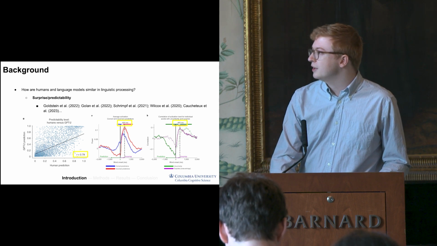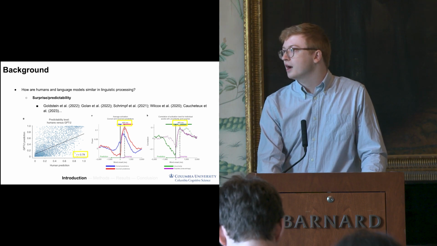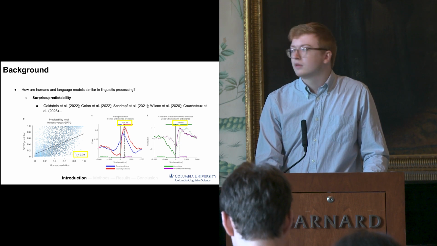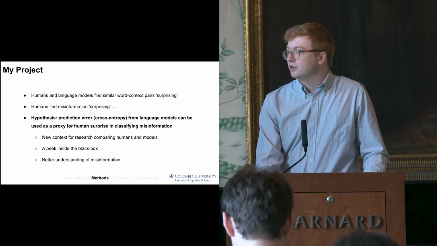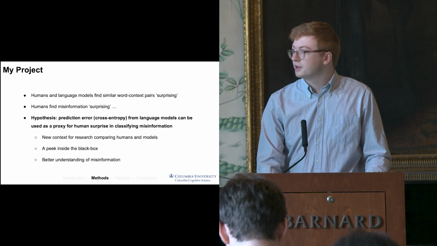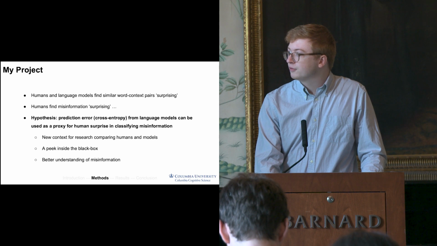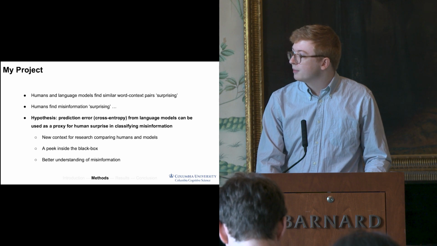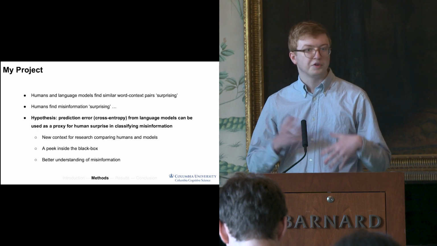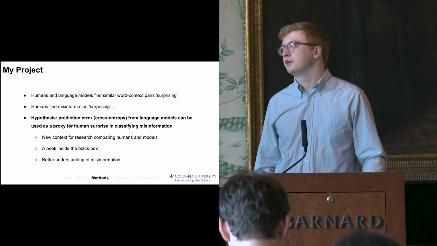So how does my project come into this? Given what we just saw, that humans and language models find similar word context pairs as surprising, and that humans find misinformation surprising, my hypothesis is that this prediction error cross-entropy measure from language models can be used as a proxy for human surprise in a classification of misinformation. What this provides to the literature is a new context for comparing humans and models, which is, as evidenced by all the studies in the previous slide, a big topic right now. It shows maybe a peek inside these black box models, as maybe these are some features that some combination of the parameters are picking out. And also this gives a better understanding in general of misinformation and its computational qualities.